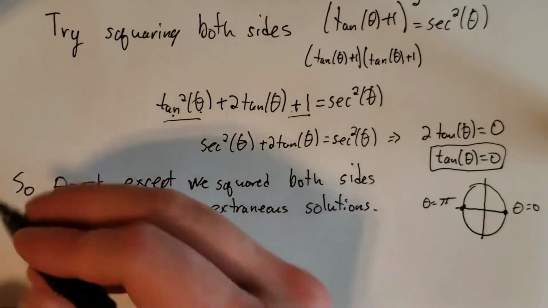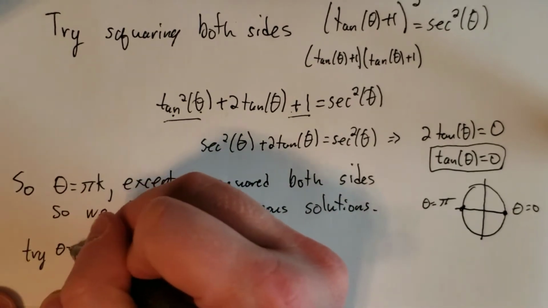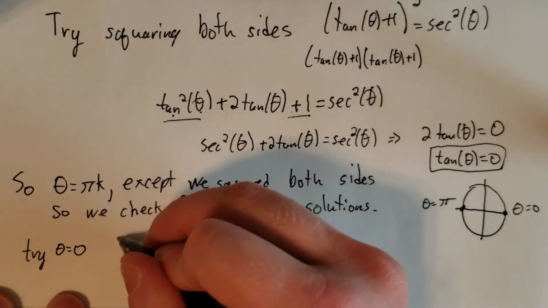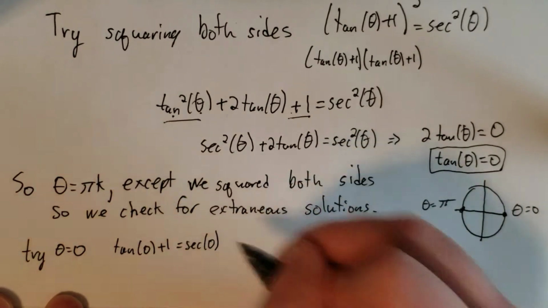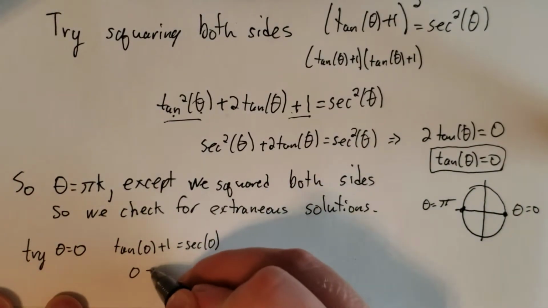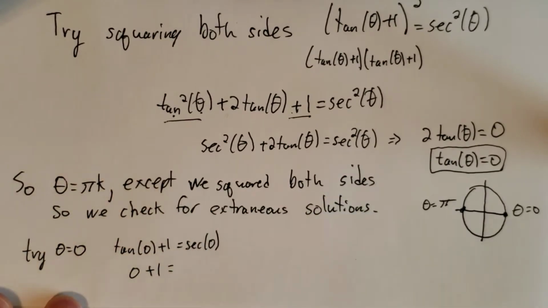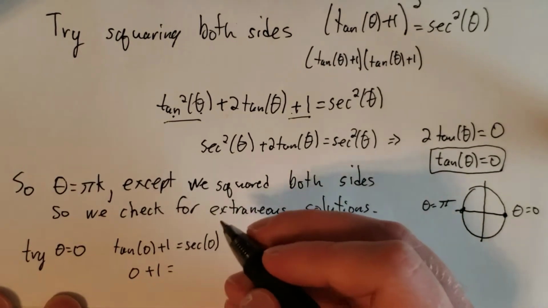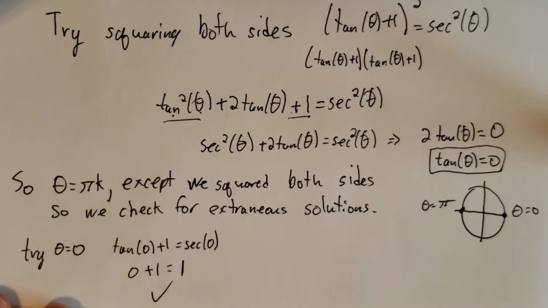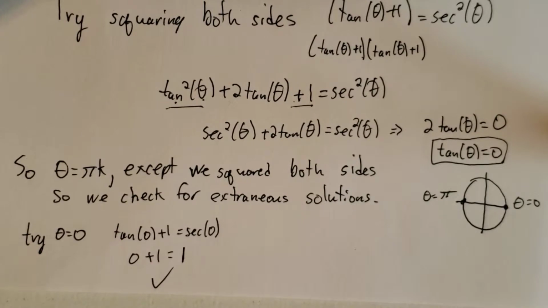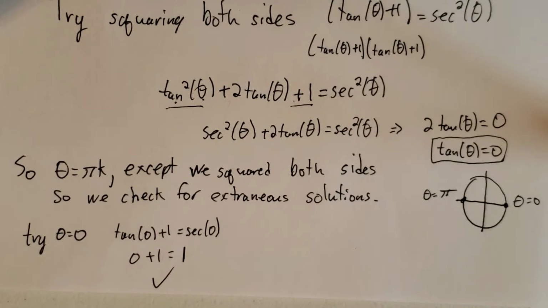So let's check. First thing we want to try is theta equal to 0. Tangent of 0 plus 1 is equal to secant of 0. Tangent of 0 is 0. Secant of 0 is 1 over cosine of 0, and cosine of 0 is 1, so that's 1 over 1. So we in fact get 1 is equal to 1. Yes. So theta equals 0 is a solution, and thus theta is equal to 0 plus 2 pi k will always be a solution.